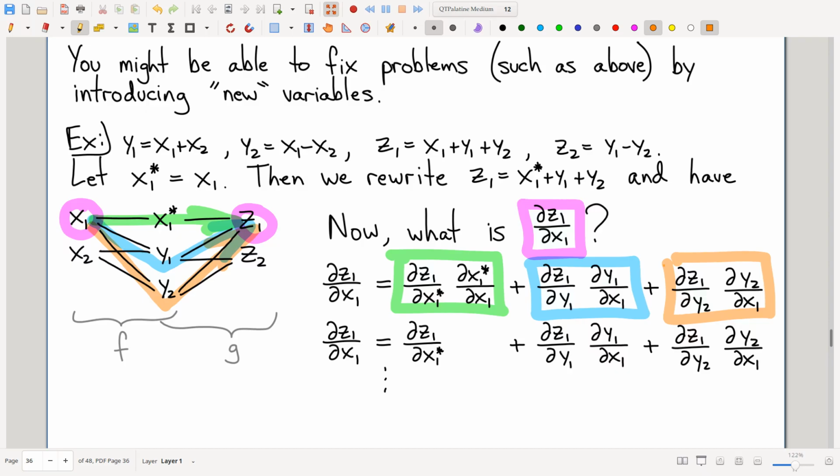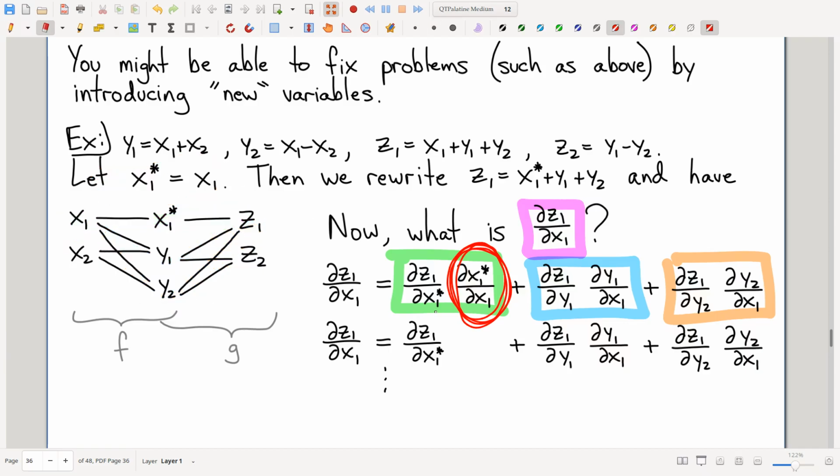Now, conveniently, you see here I do have this partial of x1 star with respect to x1. What is that? Well, don't forget that x1 star is x1, so this is the world's easiest partial. That's just 1. A factor of 1 just disappears. And there's your chain rule for this situation. Everybody happy? Okay. All right, tricky little move.